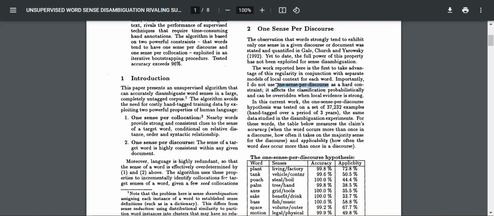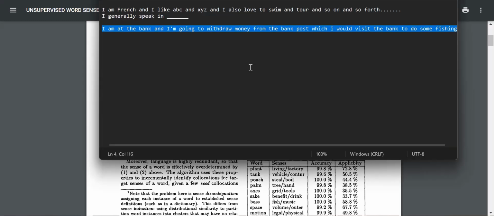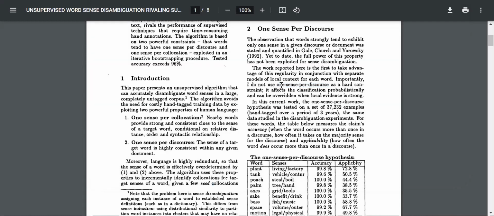So what they're saying is, enforcing something like that in this setting is not good, right? Because this bank has a different context. So the local setting, the word fishing here, gives context about what this bank is implying.